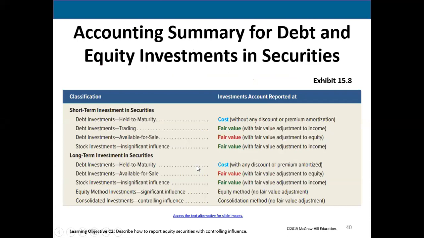methods, again, when we purchase investments in securities, they can be categorized as short-term or long-term. Debt investments are either going to be put into a trading category. This means we're going to sell them very quickly, 3, 4, 5 months. We report them if we own them at the end of the year at their fair value, and any unrealized gain or loss from the value of it increasing or decreasing is reported on the income statement.